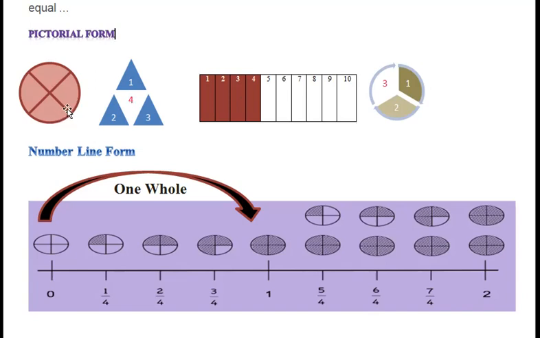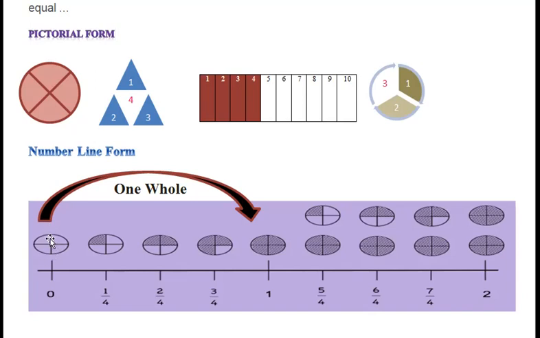Now we will also see how it is represented in number line form. In number line form, it is a little bit different, from 0 to 1 position. How many divisions have we made? 1, 2, 3, 4. From the 0 position, it is only divided over here. We have not used anything, we have not shaded anything. So there is an empty circle in the beginning.